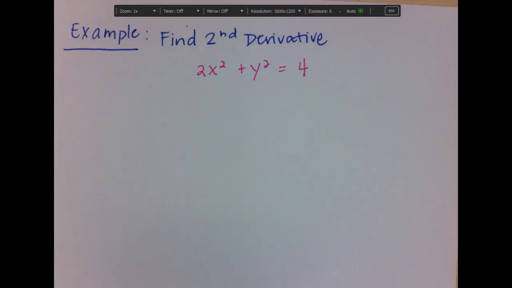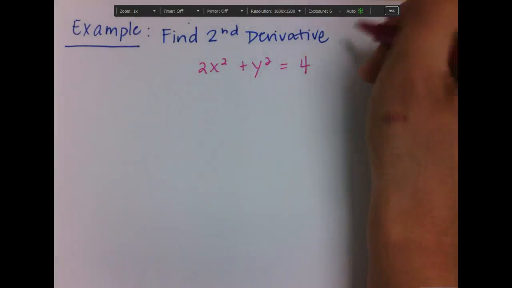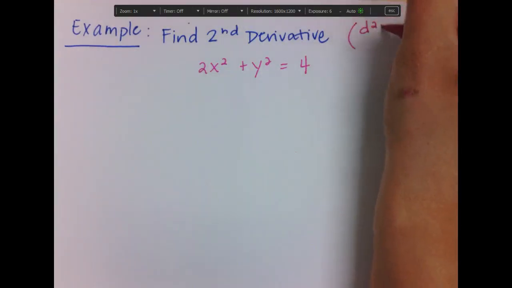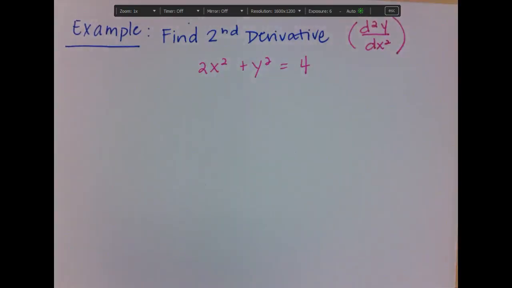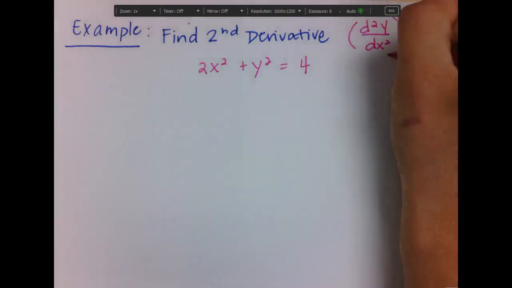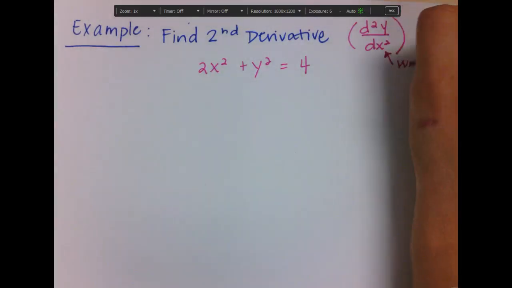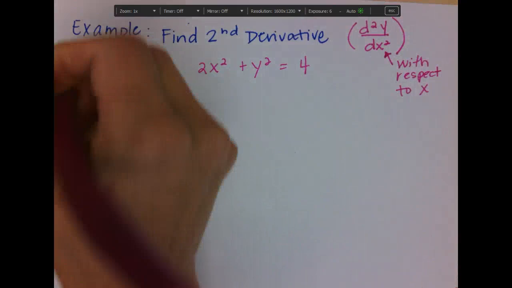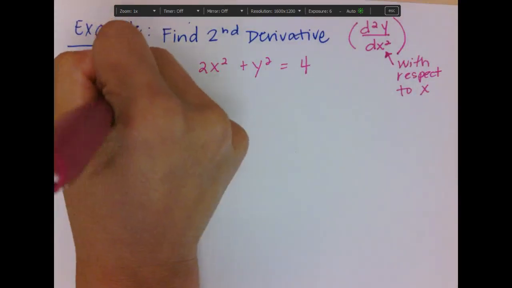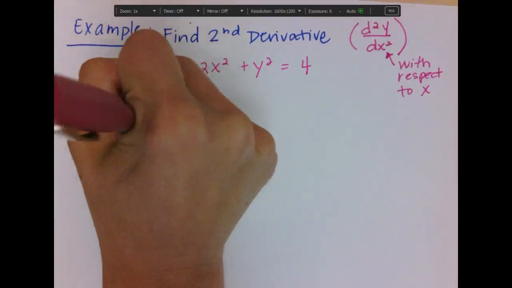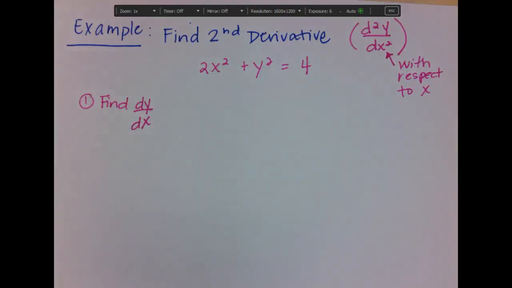It's always important to identify which variable you're taking the derivative with respect to. So some of that notation coming into play here. The second derivative notation looks like this, d squared y divided by dx squared. So this means I'm taking the derivative with respect to x. And in fact, it's going to be the second derivative. So the first thing I need to do here is find the first derivative. And notation-wise, that will be dy dx.